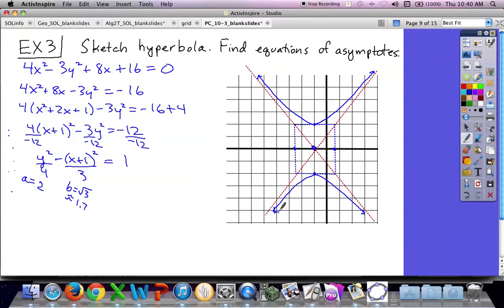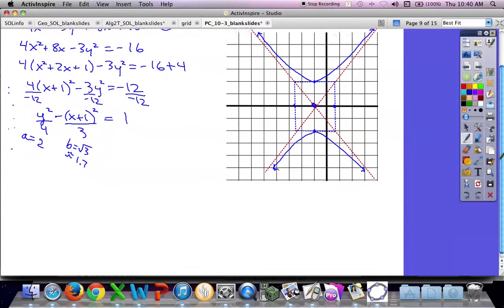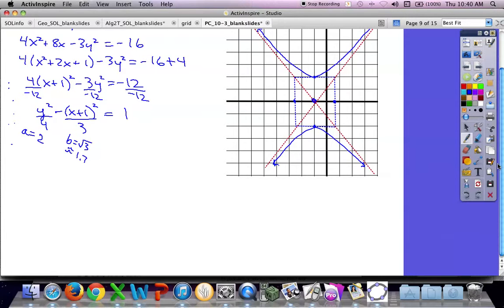Okay, one more thing, right? We had to come up with the equations for the asymptotes. Now, since this is vertical, the slope is actually going to be A over B, right? The A was how much we went up and down. The B was what we did left and right. So that's the one where we go y equals K plus or minus A over B times X minus H.